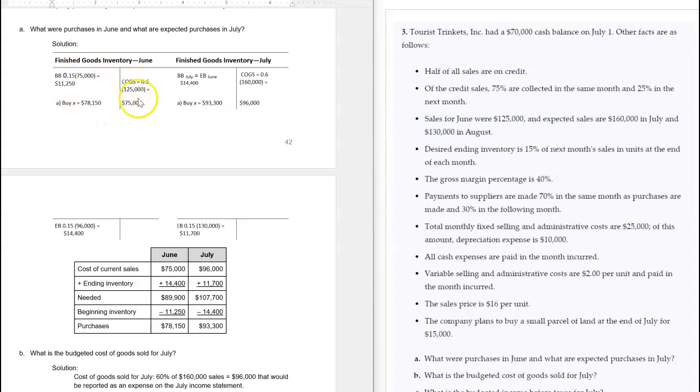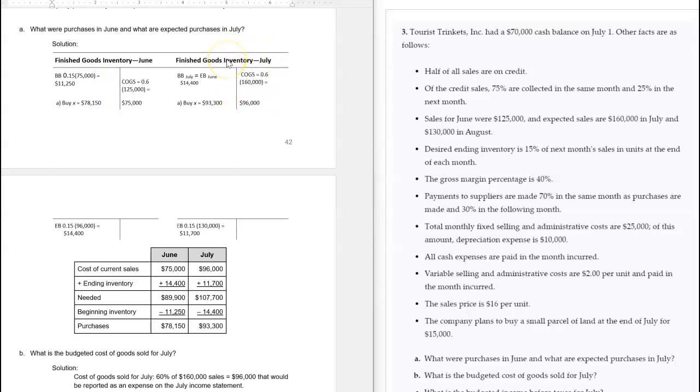So that cost is coming out of finished goods inventory. Our beginning balance would have been 15% of the 75,000, because desired ending inventory is 15% of the next month's cost of goods sold. That 15% would have been the beginning balance in the finished goods inventory, the desired ending balance from the prior month.